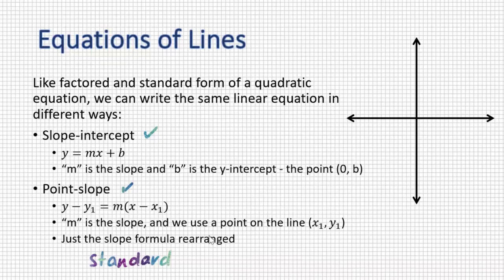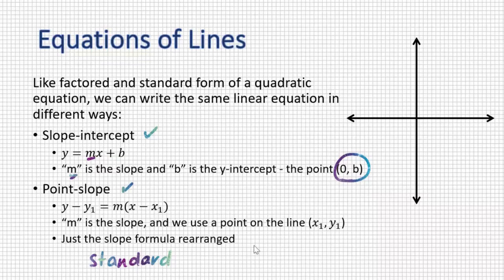All right, so in slope-intercept form, that's our y equals mx plus b formula. As I mentioned, m is always the slope. So m is whatever number comes before the x, the coefficient of x. B is the y-intercept. That means that b, or rather the point (0, b), is where this straight line will cross the y-axis.